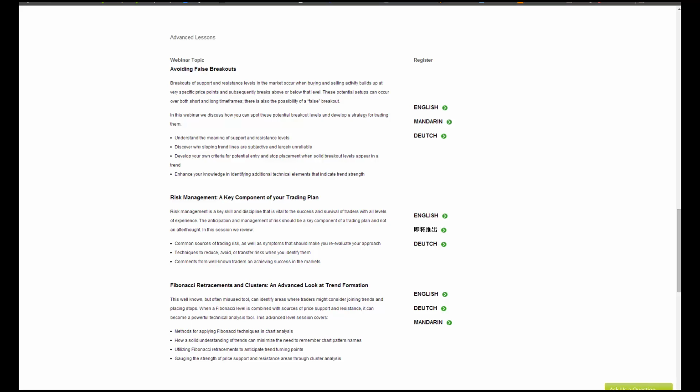The third one is Fibonacci retracements and clusters. What we look at in this webinar is the Fibonacci retracement tool. We use this piece of technical analysis to help us anticipate turning points within the context of trends. So it helps us to gauge the strength of price support and resistance areas and also cluster analysis.